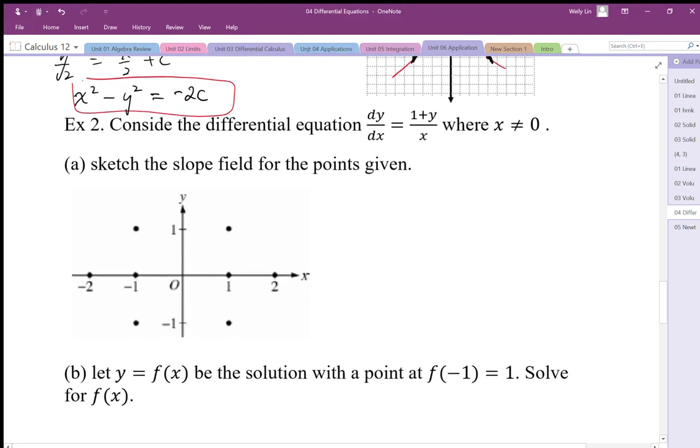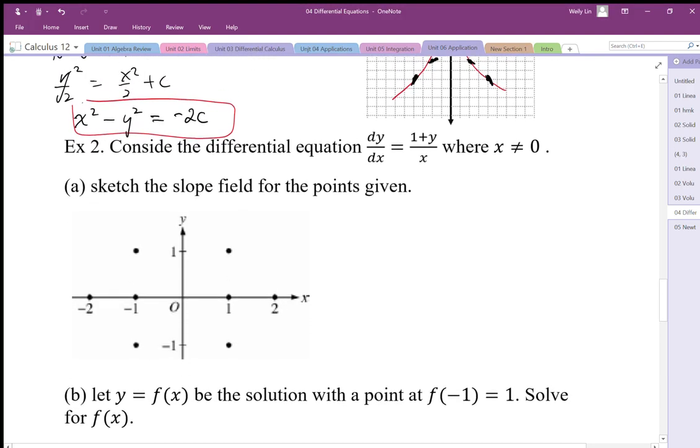So what about this one here? We have the differential equation. Okay, so we're going to generate a slope field by calculating slopes. So plugging in these coordinates, 1, 1, we get a slope of 2. Y is 0, x is 1, we get a slope of 1. Y is -1, x is 1, we get a slope of 0.